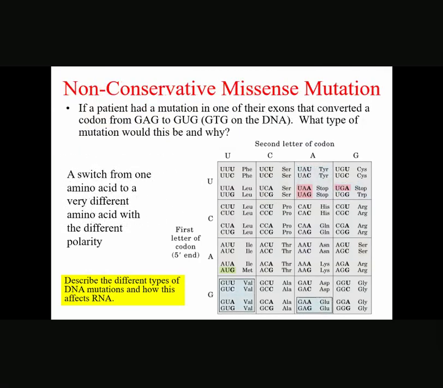Non-conservative means we're completely changing the value, the polarity and the charge. Of course, the classic example is sickle cell going from glutamate to valine. And glutamate to valine, I believe, is this one here. That's the normal code, and that's the abnormal code.